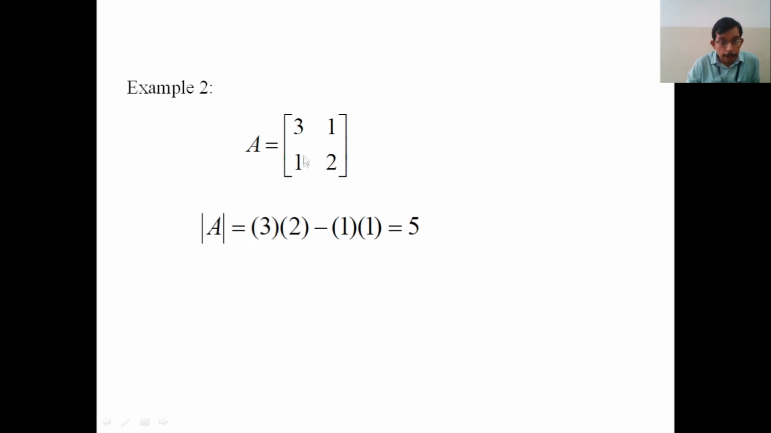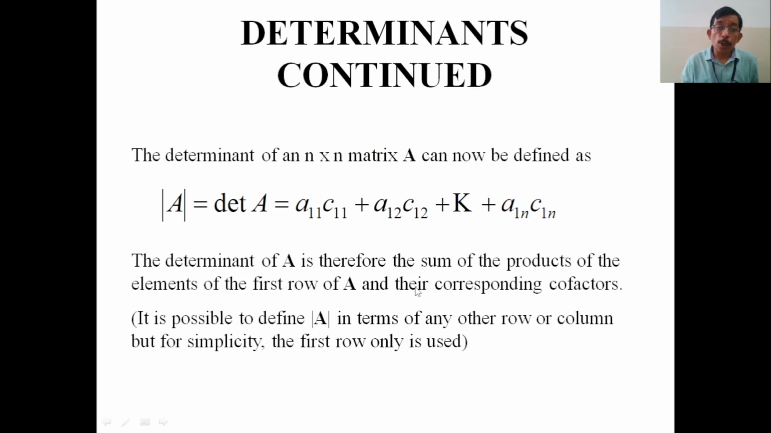Here is an example of a 2 by 2 order determinant. The value of the determinant is the difference of the diagonal elements. The first diagonal gives 3 times 2, which is 6, minus 1 times 1, which is 1, so 6 minus 1 is equal to 5. It is clear, everyone? Now we come to the 3 by 3 order determinant.